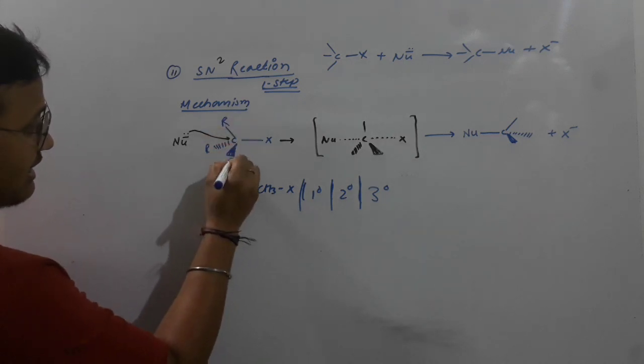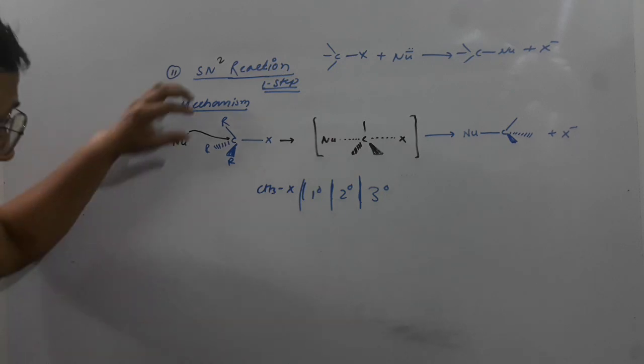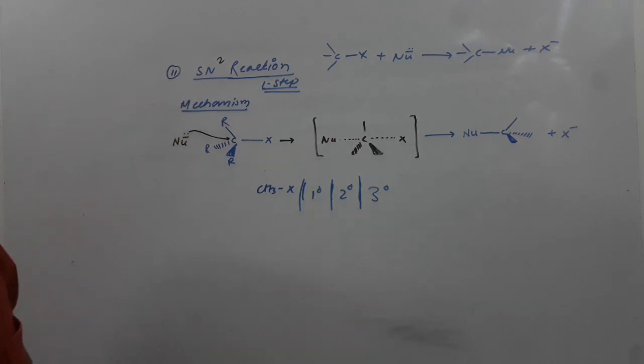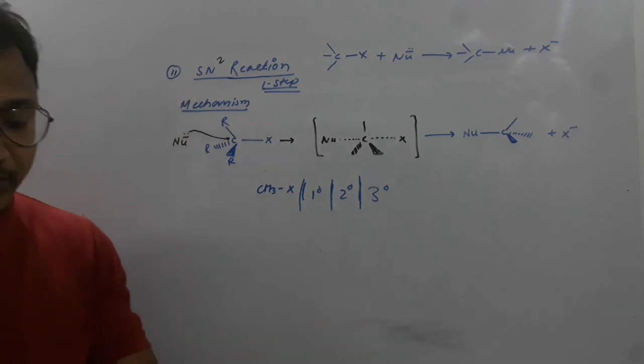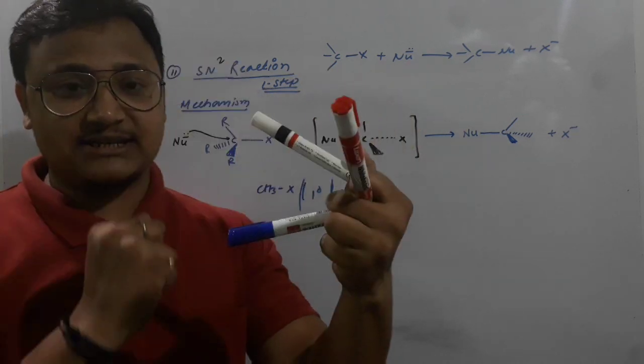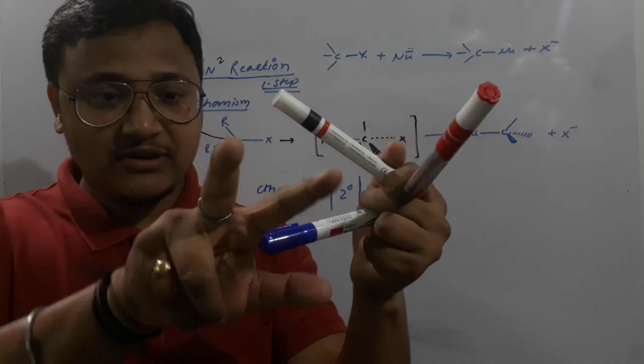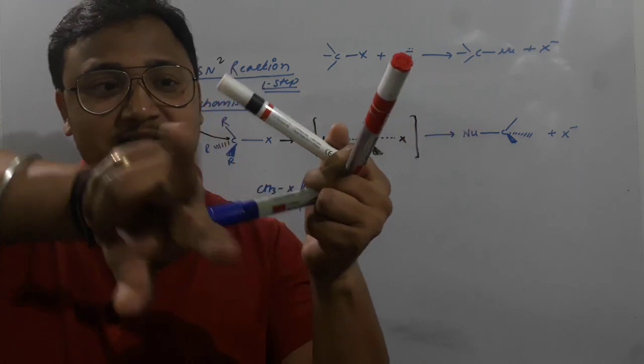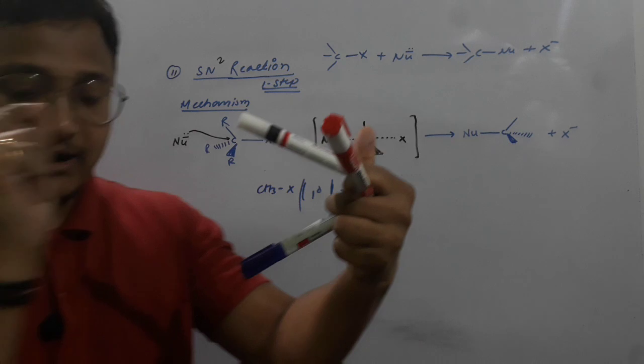Consider some bulky groups would be there. So look at this structure, right? If you are having CH3 and CH3 here, another 3 hydrogen will also be pointing like this, tetrahedrally, like this.